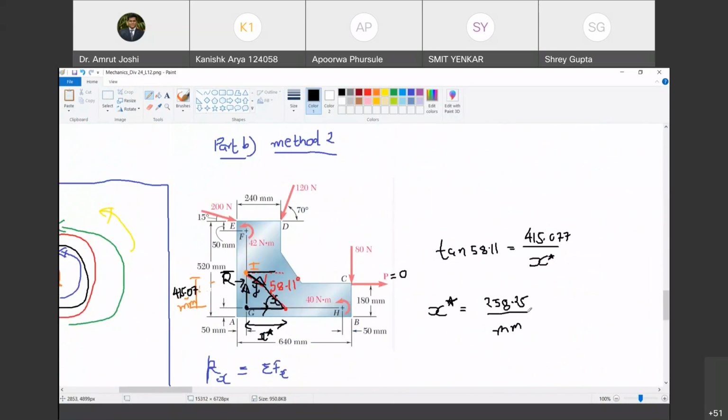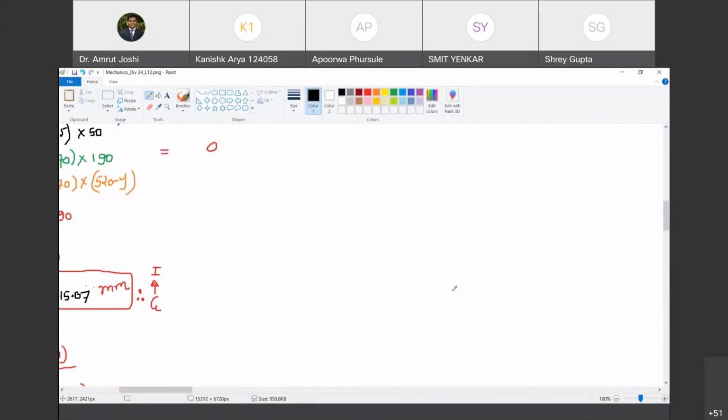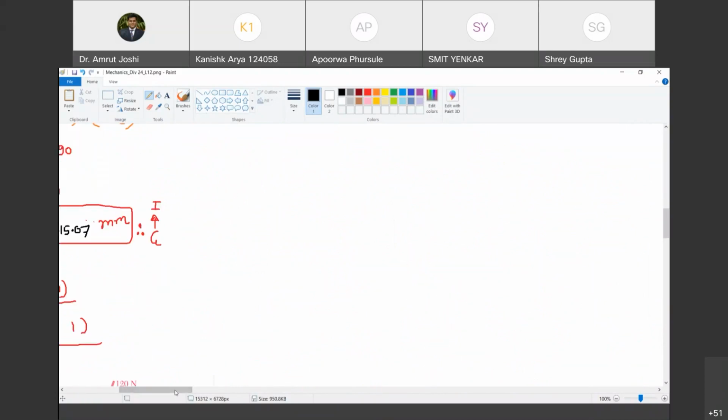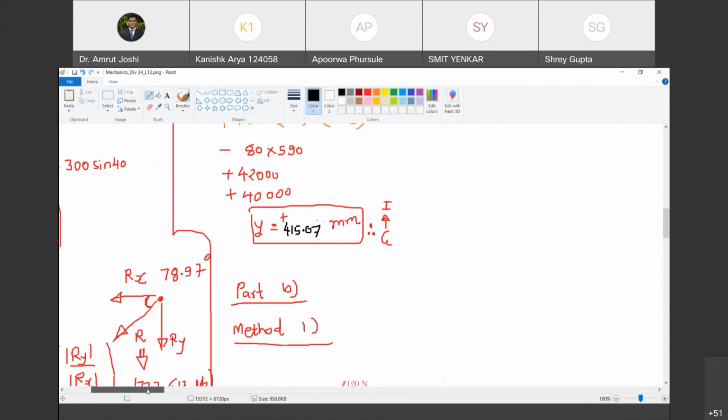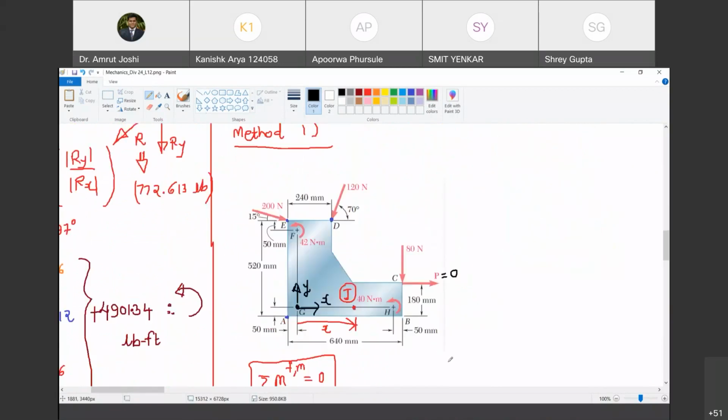258.25. Are you with me? Yes, sir. Possibly this discrepancy has come because of the rounding of errors. So what I'm going to do is redo all these calculations with higher precision, and then I'm very sure that you will get both these answers as same. Are you with me? Yes, sir. Believe me for now that these two answers are going to be same by both these methods.